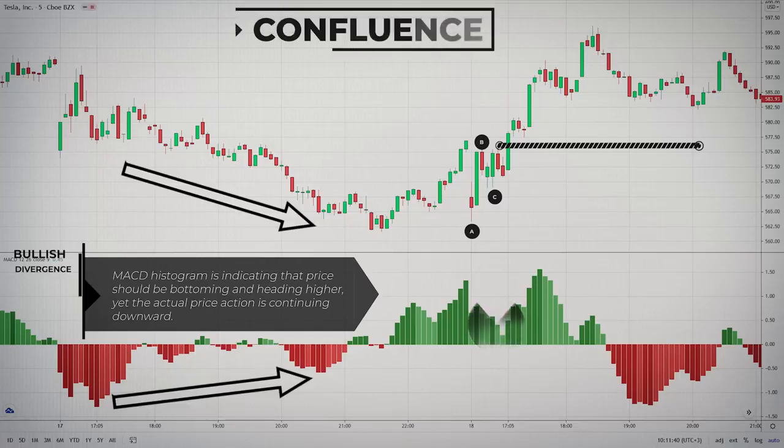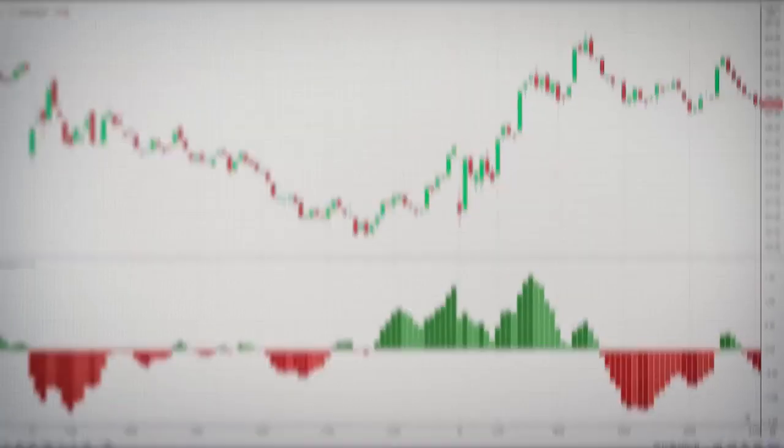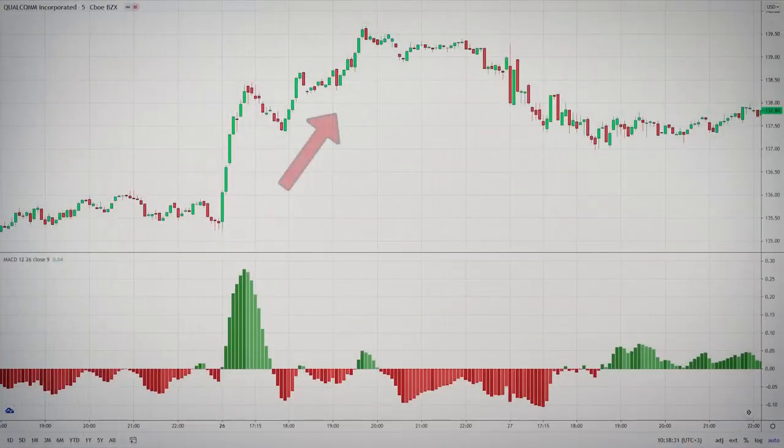So we had a previous bullish MACD divergence, the ABC pattern, and the MACD remained positive during the formation of point C, a confluence of factors. So when price broke point B, it went straight to our profit target. Here's an example of a bearish scalping trade. You will see that price action formed the first leg lower, the second leg higher with the lower high, and then price finally broke out and confirmed the pattern.